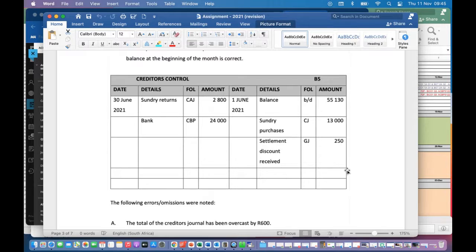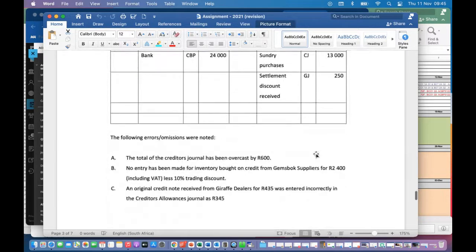Somebody tell me. It's right in front of you. Is it the sundry purchases? 100%. So this 13,000 is overcast by 600, which means it needs to be reduced by 600 to be correct. So there you should have 12,400. That's the first amendment you need to do.